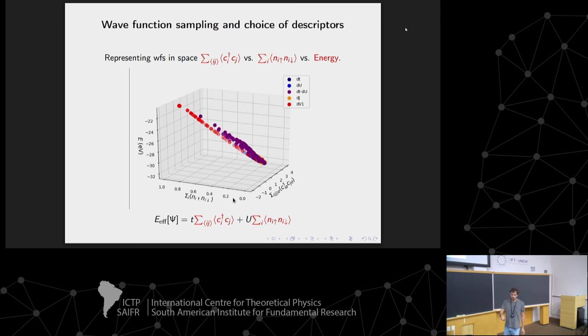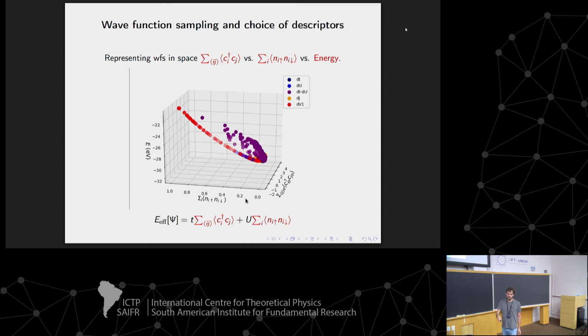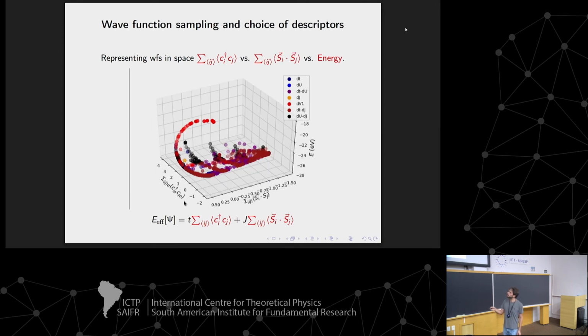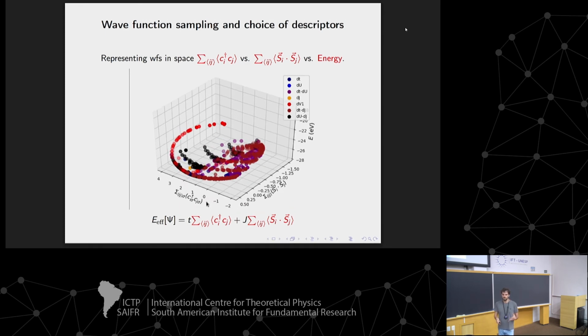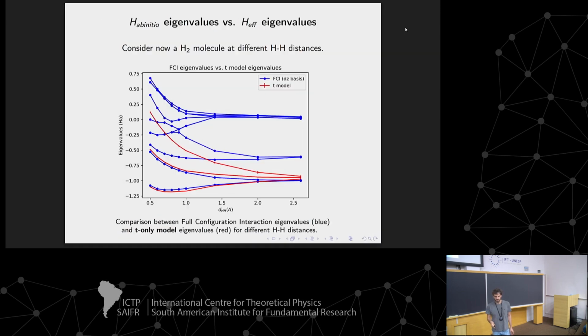If we choose a different set of descriptors, now I'm using the descriptors for the hopping and the Heisenberg exchange term, like a t-J model, we see that our wave functions don't align along this plane, so we are not describing this low energy manifold well with these two descriptors, so our model is not going to be that good.